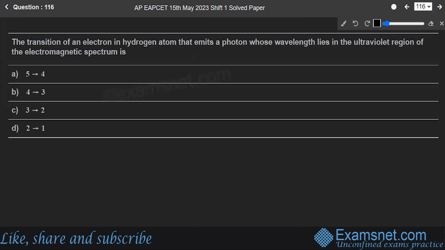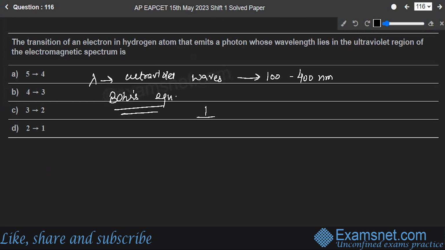The transition of an electron in a hydrogen atom that emits a photon whose wavelength lies in the ultraviolet region of the electromagnetic spectrum is. See, the wavelength for ultraviolet waves lies in the region of 100 to 400 nanometer. The wavelength of transition is given by Bohr's equation.